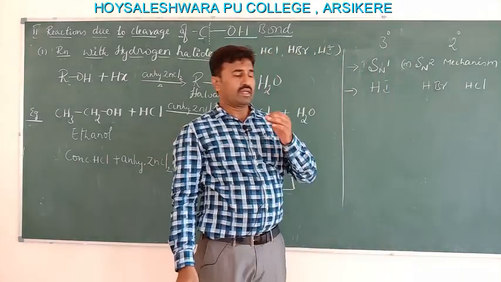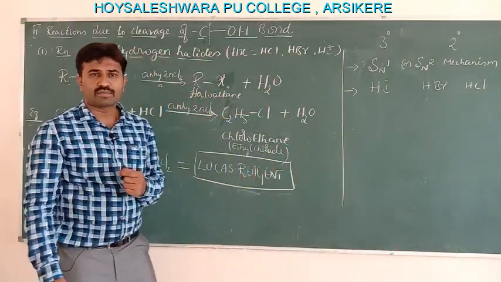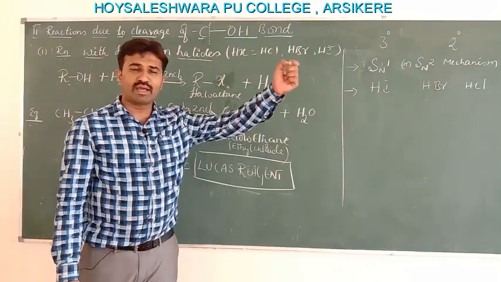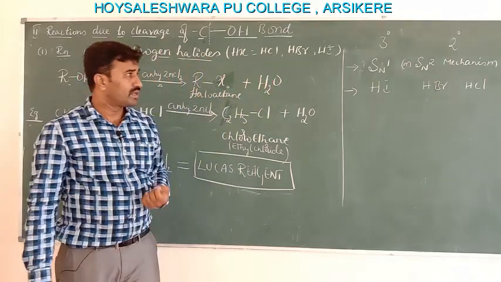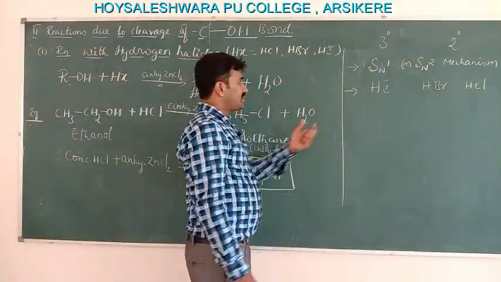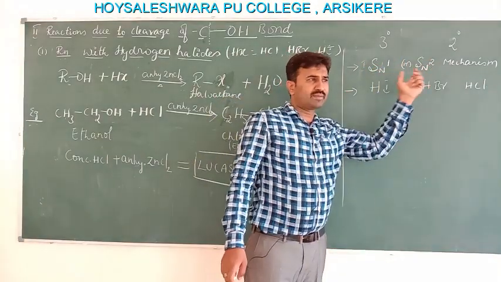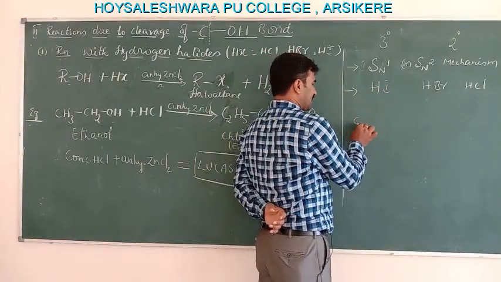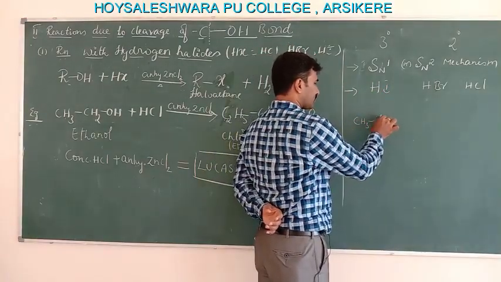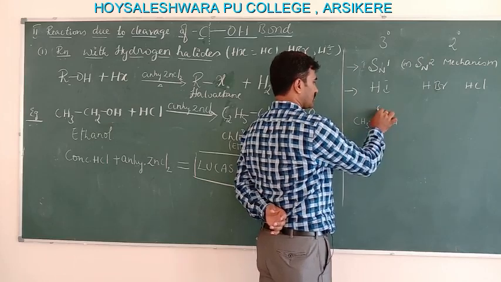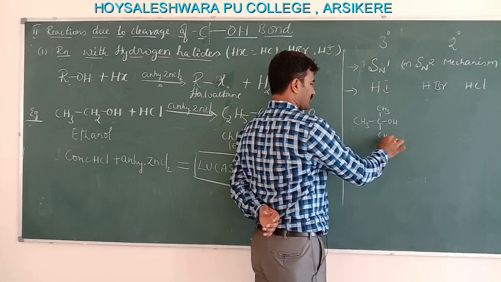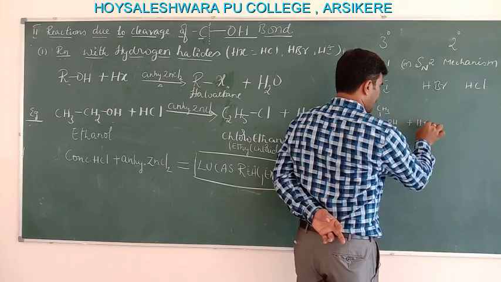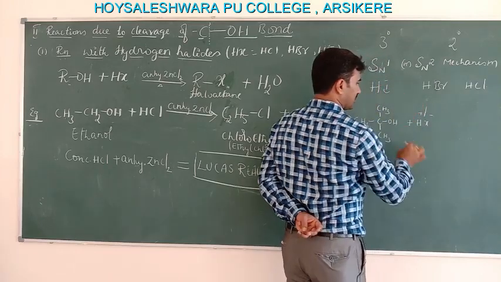We know that in this reaction, tertiary alcohols are highly reactive, followed by secondary and followed by primary. Why? Because this reaction takes place via SN1 mechanism or SN2 mechanism depending on the reaction conditions. Consider if I use the tertiary alcohol and HX, H plus and X minus.